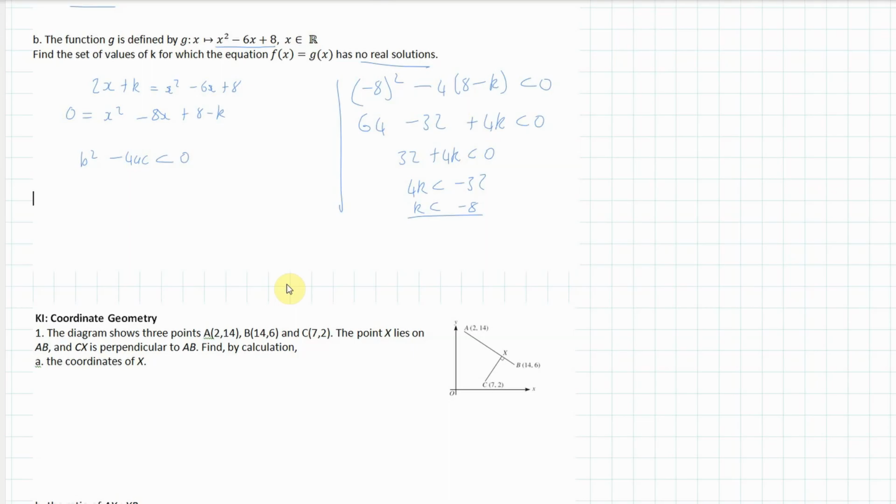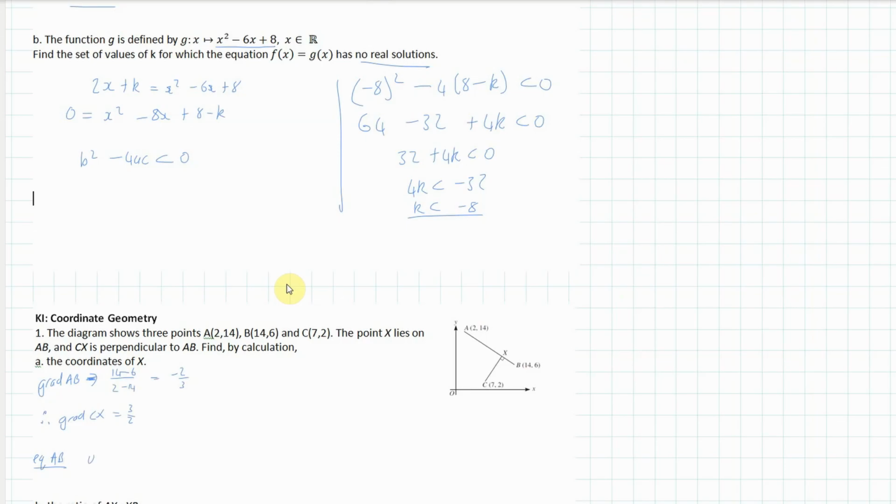Okay, so first of all, I'm going to find gradient AB. So for this, it's 14 minus 6 over 2 minus 14. And this gives me 8 over negative 12, which is negative 2/3. Therefore, gradient CX equals 3 over 2. And I'm going to find the equation of AB.